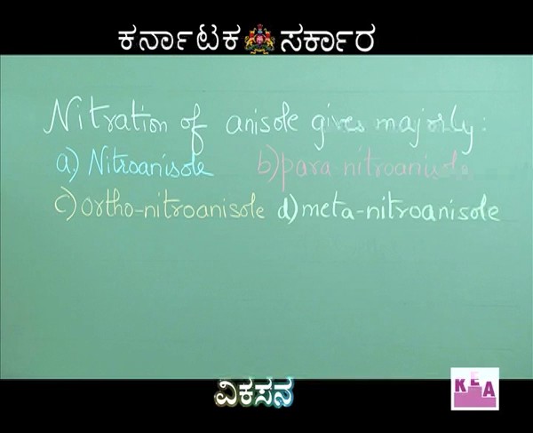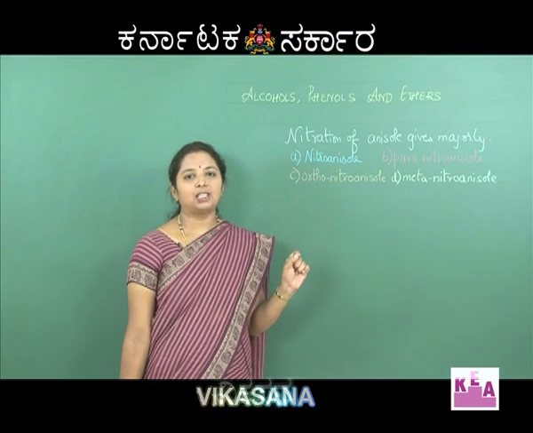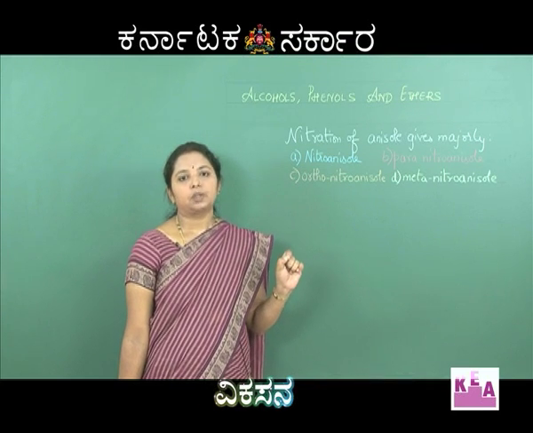The next question is, nitration of anisole gives majorly: option A, nitroanisole; option B, para-nitroanisole; option C, ortho-nitroanisole; option D, meta-nitroanisole. Now this is again a direct question, but here they have asked for the major product.